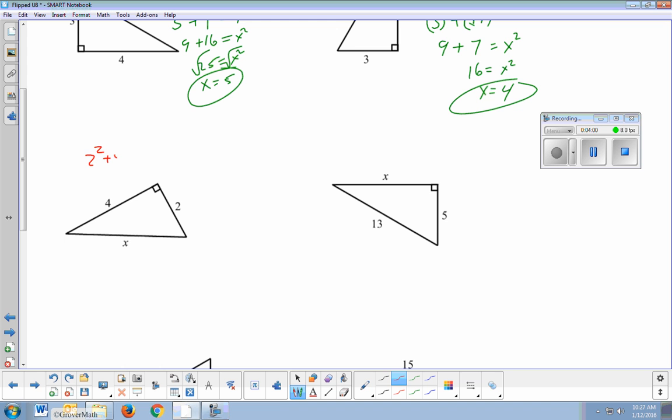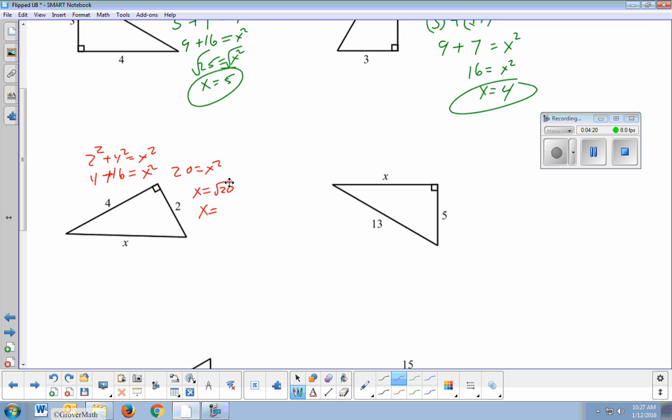2 squared plus 4 squared equals x squared. That's 4 plus 16. It's an ugly plus sign there, sorry. 4 plus 16 is x squared. 20 is x squared. So x equals the square root of 20, and we need to be able to reduce radicals in simplest radical form.